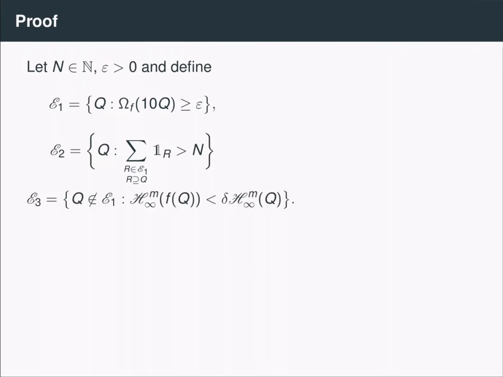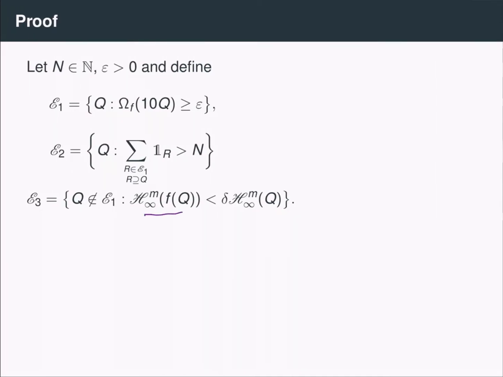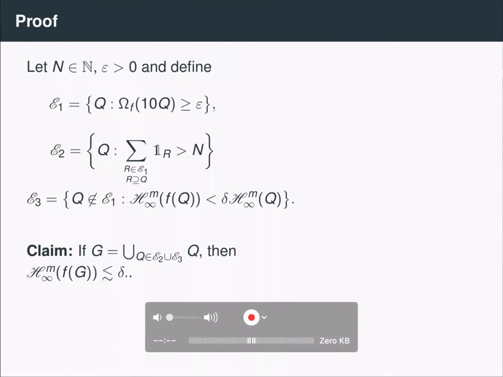Finally, we have the collection of cubes E3. So these are cubes not in E1 for which the Hausdorff content of the image of these cubes is small, in that it is less than delta times the Hausdorff content of the original cube. We claim that if we define our garbage set to be the union of cubes that are either in E2 or E3, then the Hausdorff content of the image of these sets is small.